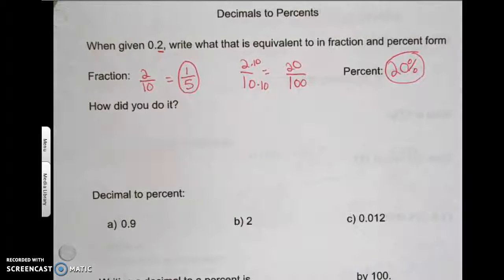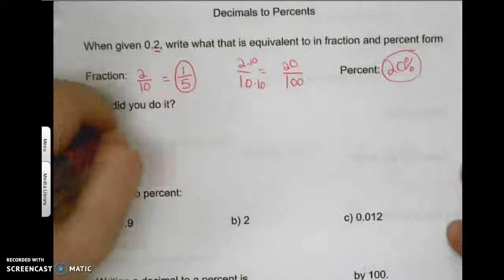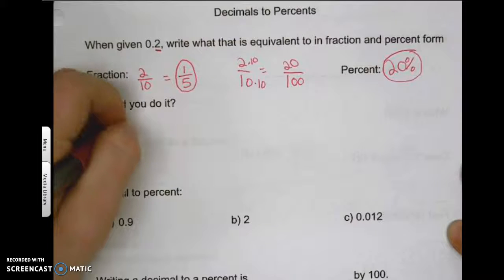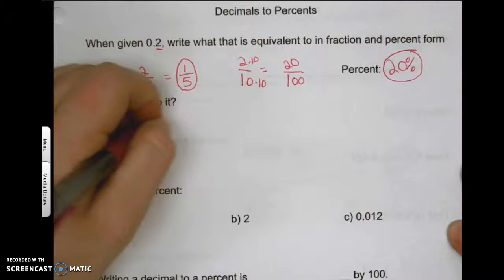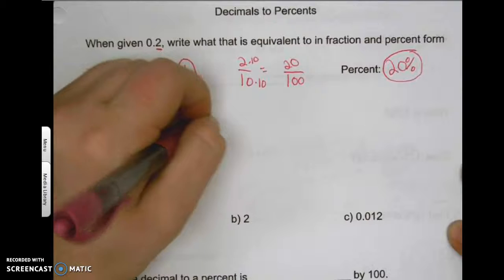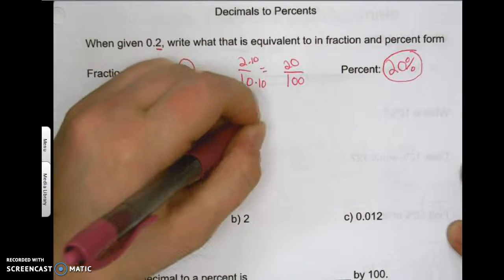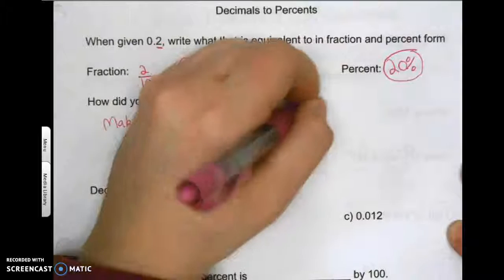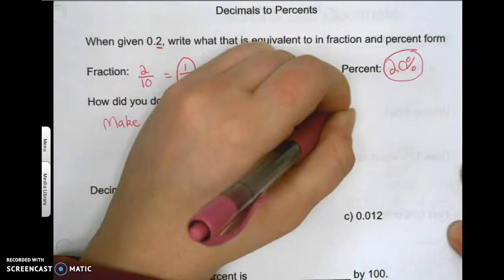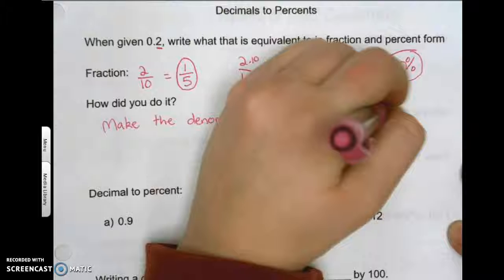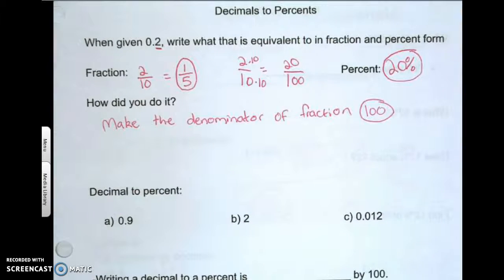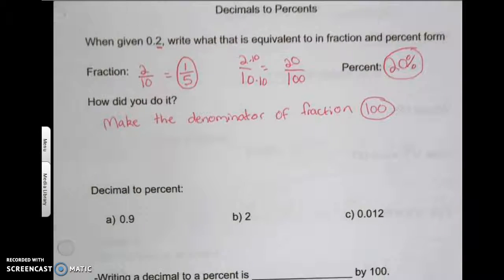So how did you do it? Really, we're just going to make the denominator of a fraction 100. That's going to be the key, is making the denominator of a fraction 100. And that's going to make our life easier when trying to figure out what the percent is. So now we're going to practice a few.